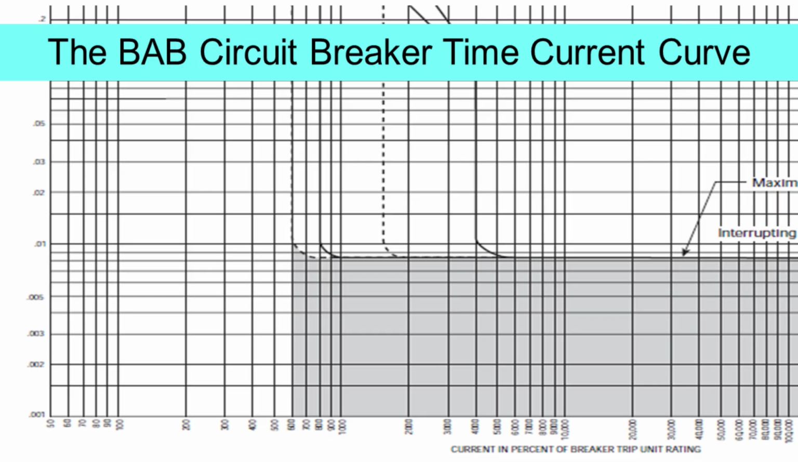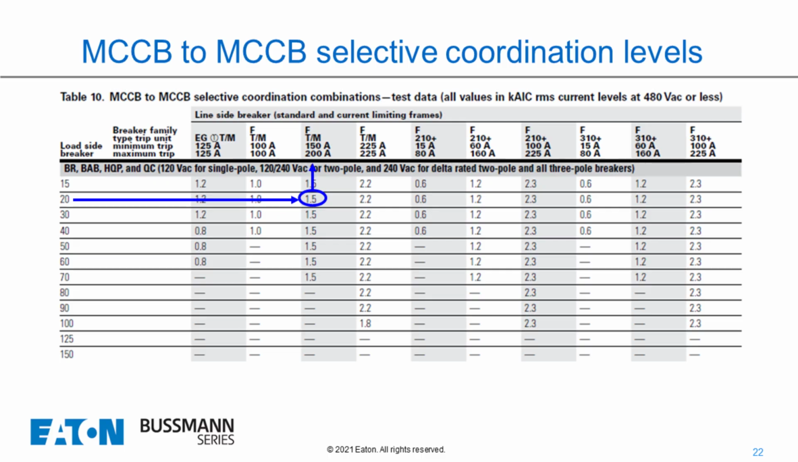Because the red breaker and blue breaker, the FD breaker and the BAB breaker, both of them could possibly open up based on the time current curve, now we've got to look at the manufacturer's circuit breaker chart for selective coordination. Every breaker manufacturer has these charts, all right? This tells us that up at the top, we have the line side breaker. What was our line side breaker? It was an FD breaker, 150 amp.